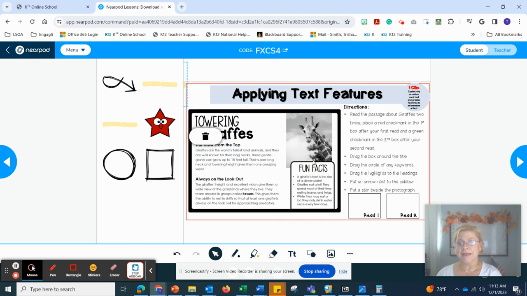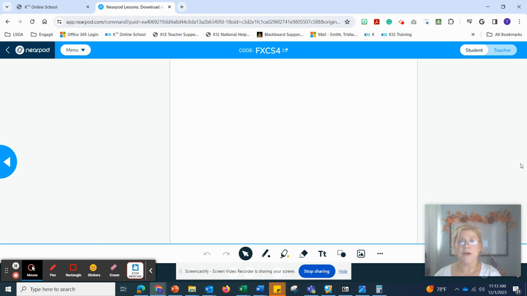There isn't a box for that because we don't really cover that a lot in third grade. But just drag the arrow to the sidebar. I just told you what it is. Here, I'll even show you. Drag your arrow to your sidebar. Free point right there, guys. So do all of that and then put a star beside the photograph. So once you've read the passage twice, do all those drag and drop activities, go to the next page.